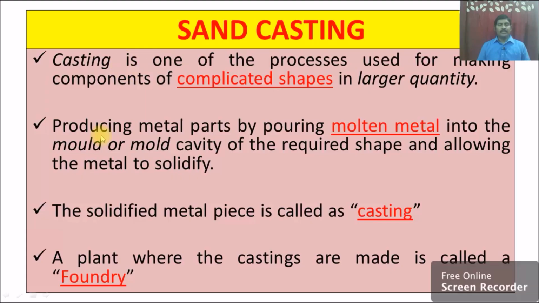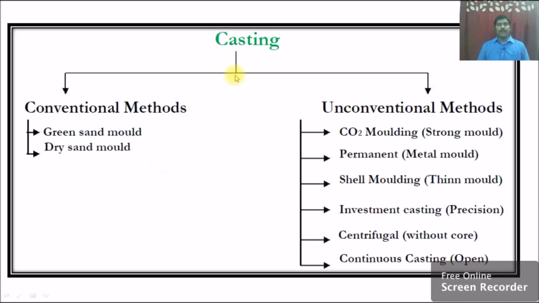So for larger quantity and complicated shapes, we go for the casting process. Casting means producing metal parts by pouring molten metal into the mold cavity of the required shape and allowing the metal to solidify. The solidified metal piece is called a casting. A plant where castings are made is called a foundry.